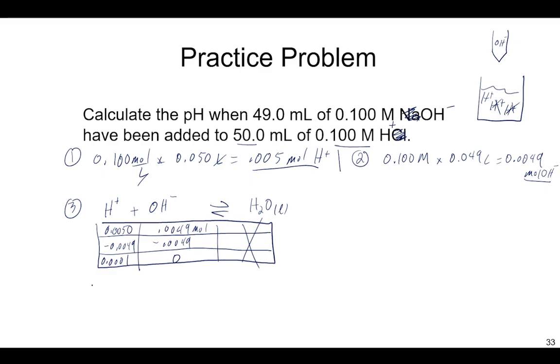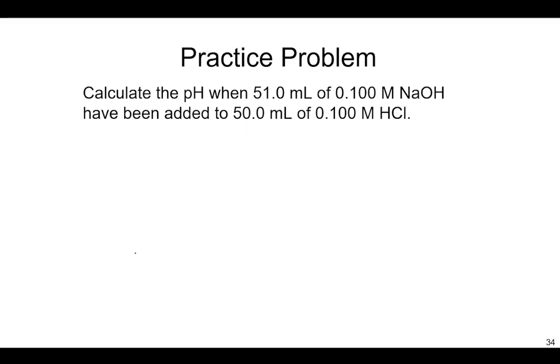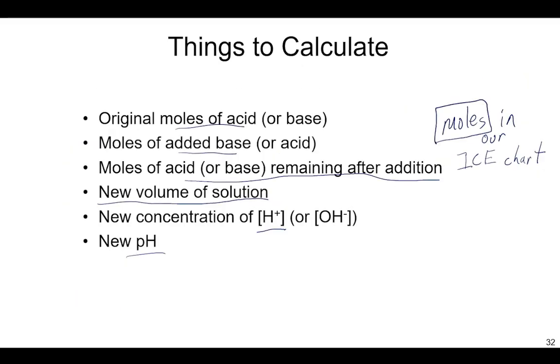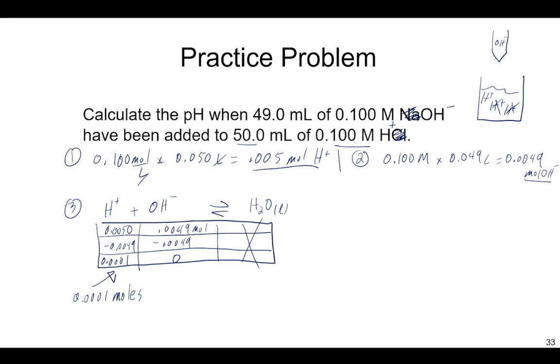So in the end, I will be left with 0.0050 minus 0.0049, or 0.0001 moles. Remember, it's not a concentration, it is just moles we're working with. And now we see why step 4 is important, the new volume of the solution.